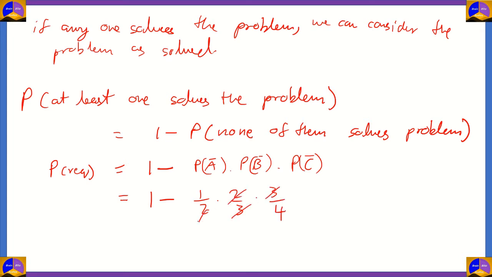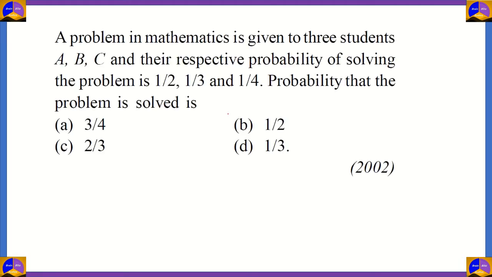3 gets cancelled, 2 gets cancelled, you get 1 minus 1/4. So the required probability, which is P of A union B union C in terms of set, can be written down as 3/4. So the right answer for this first question is option A, 3/4.